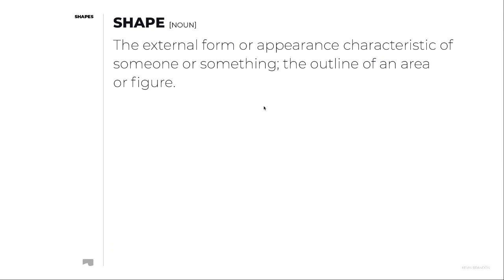I think it's all good, academics have to go to the dictionary and define it. So the shape is the external form or appearance characteristic of someone or something, the outline of an area or figure. So we're definitely going to focus on the outline of an area or a figure today using shapes.